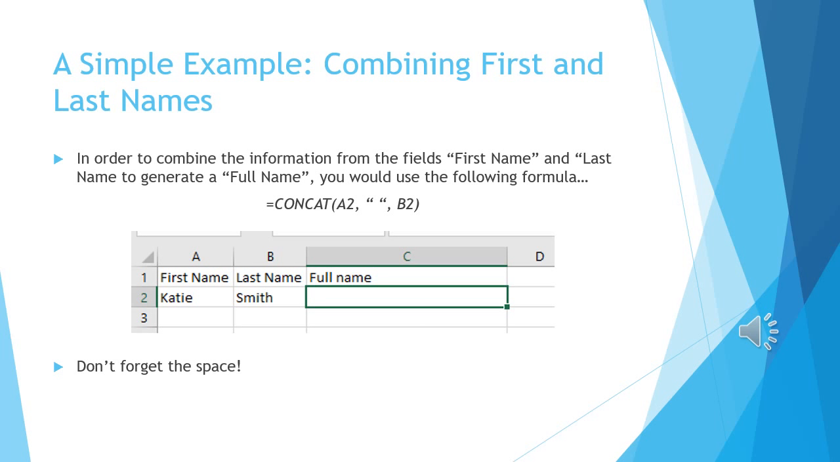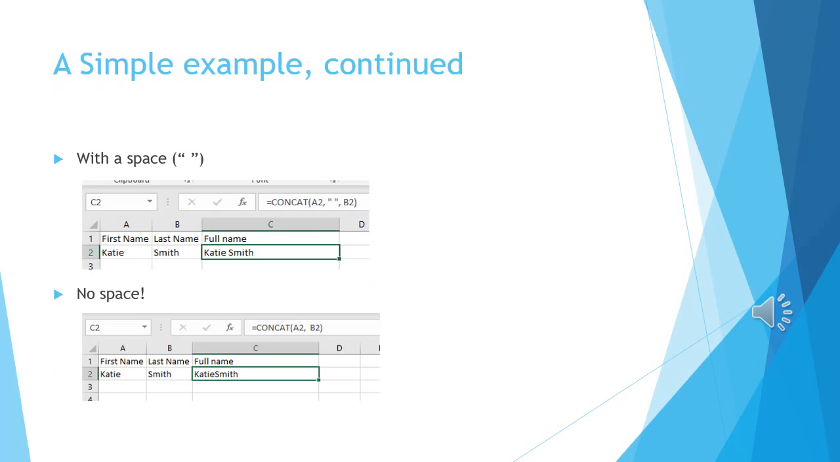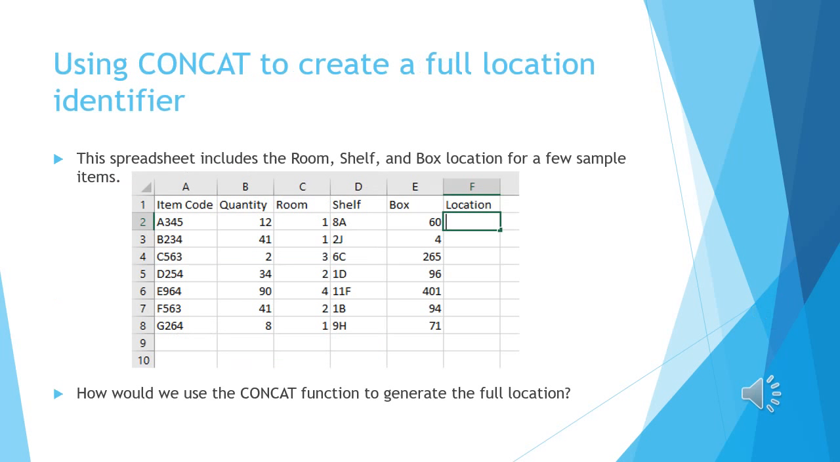Don't forget that space. That space in the middle is needed to keep the name from all running together as one word. As you can see here in the first example, with the space, the name appears normally, Katie Smith. But without adding that space, it all runs together, KatieSmith. Being able to combine data pulled from elsewhere in the spreadsheet with data you enter directly gives the concatenate function some real versatility. And here's where it comes in handy for what we do here at LabKeeper.